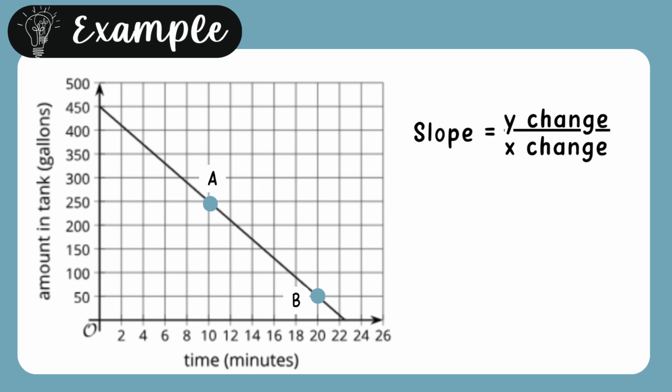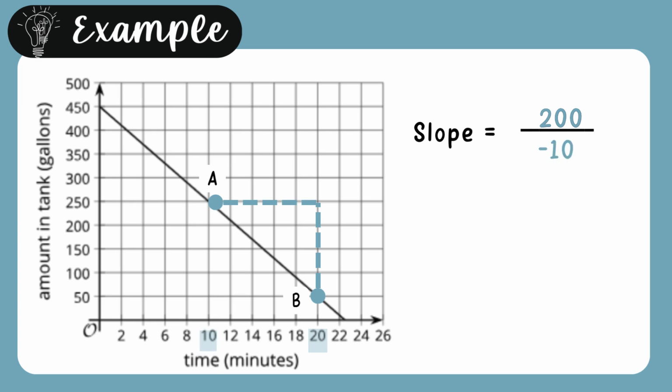Let's look at how we can get from point A to point B and see the y value change. If we start from B and go up to A, we started at 50 on our y-axis and ended at 250. So that means we must have gone up 200 units. So we'll make the y change into 200. Now let's look at how the x changes. If we go over to A, it shows that we started at 20 on the x-axis and ended at 10. So we went backwards 10 units, or 10 minutes in this case. Since we went backwards, we'll make the x change a negative 10.